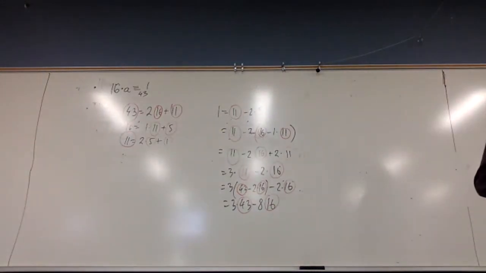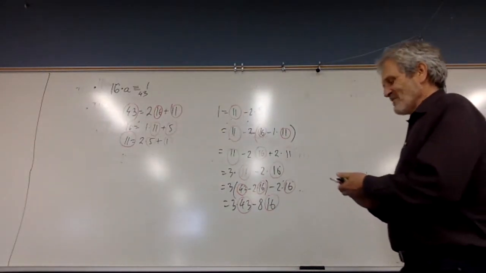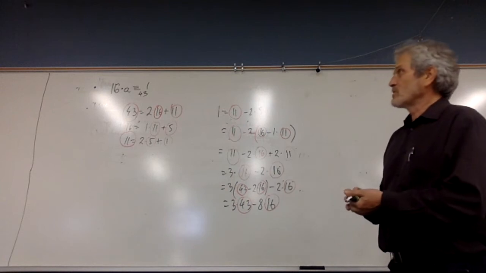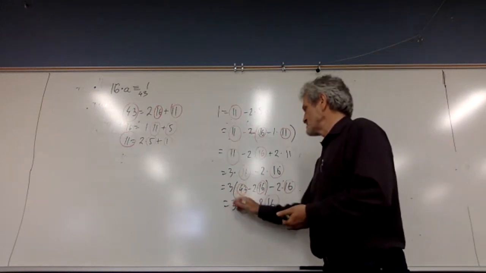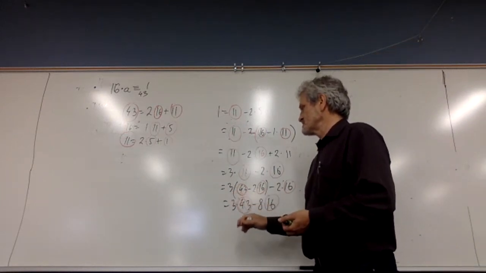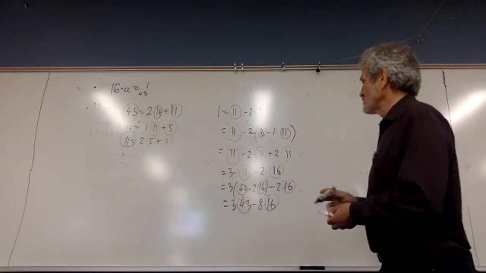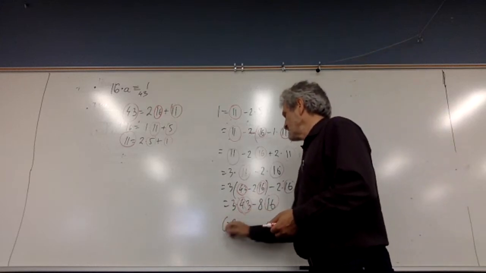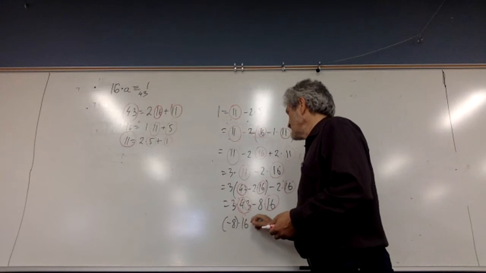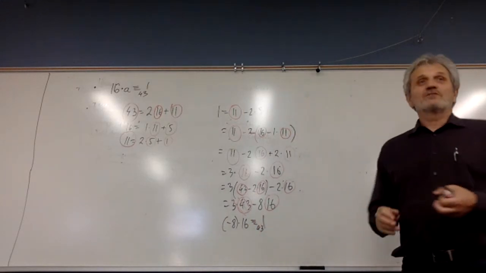So that's not what you asked me. You asked me then, what do we do here? Since we are working modulo 43, this is really congruent to 0. So we basically get that negative 8 times 16 is congruent to 1 modulo 43. And this is a correct result.